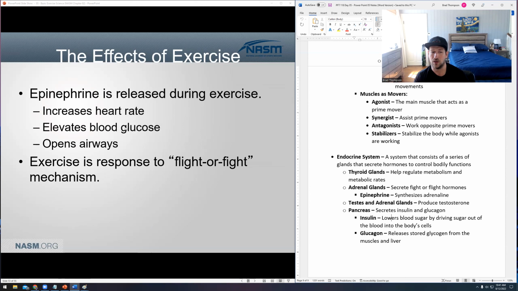You've got epinephrine, which is a version of adrenaline. Its job is to speed up your heart rate. Epinephrine actually targets or releases glucagon, so it actually makes you raise your blood sugar levels. It also opens up your airways. That's why people will keep EpiPens on.